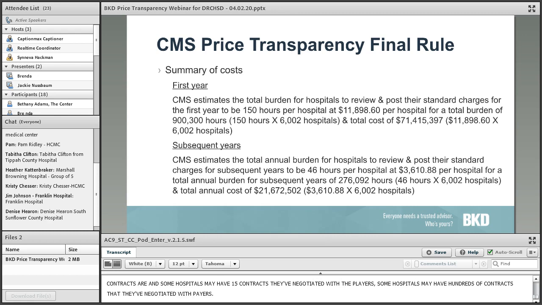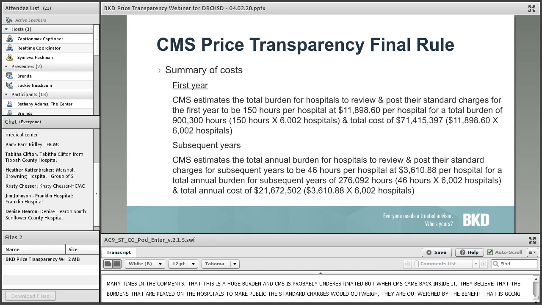And of course, it's going to depend on your hospital size, how large your CDM is, how complex your payer contracts are. Some hospitals may have 15 contracts they've negotiated with payers. Some hospitals may have hundreds. So obviously these are averages, but you think about your own situation. I think even the smallest hospitals would agree that it's likely going to take more than what CMS has estimated there.